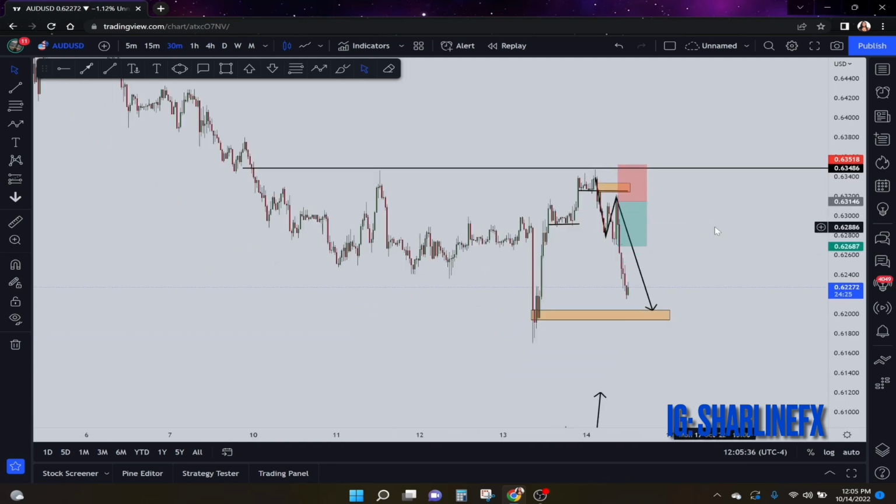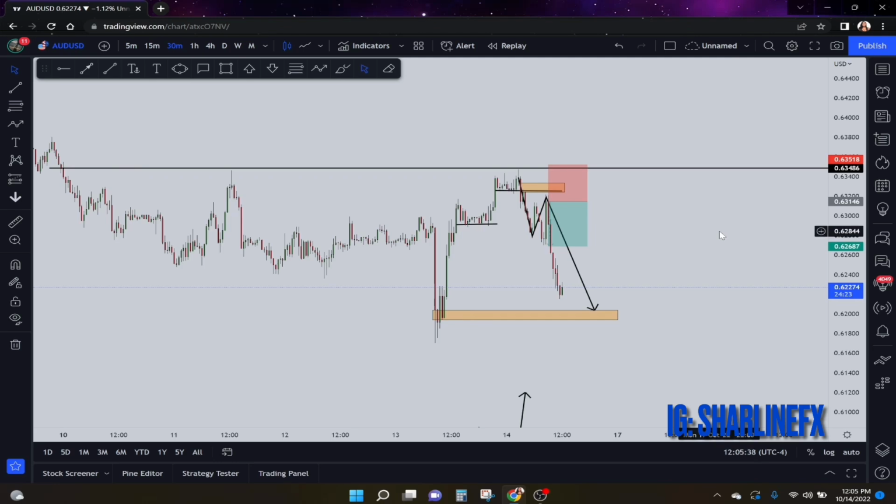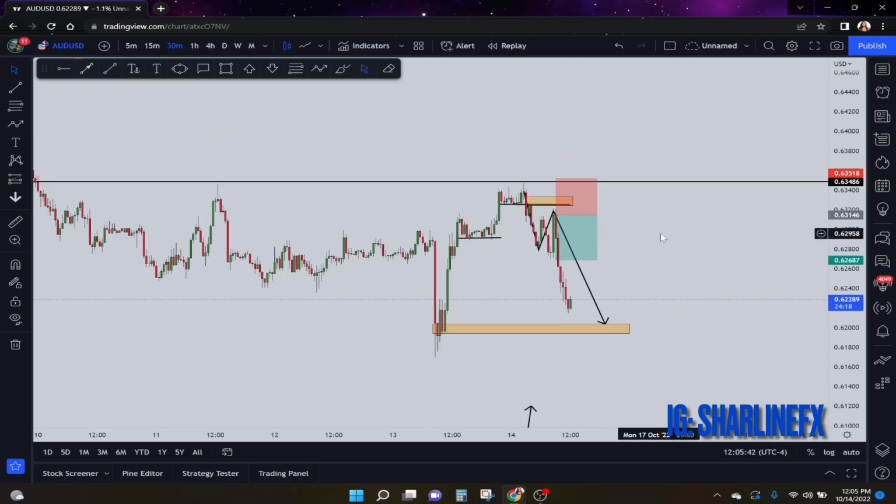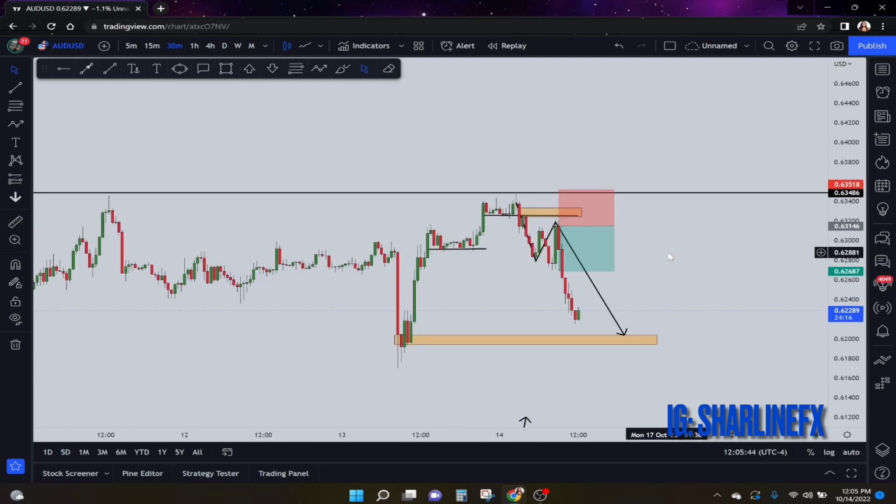So automatically, I'm looking for sells, right? I'm not looking for buys because we obviously have shown that we cannot break above to create new highs. So obviously, I should be looking for the selling positions.